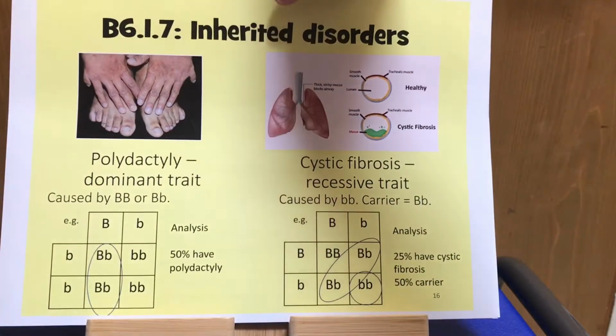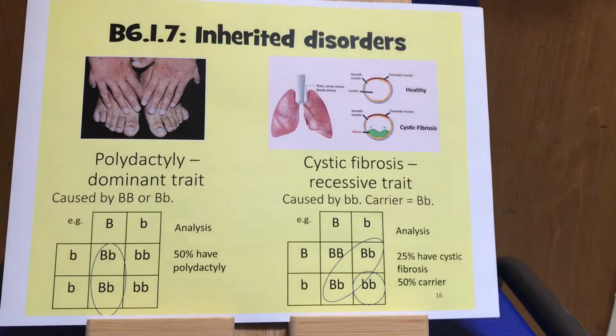Two inherited disorders. The likelihood of us seeing these in the exam is slim. There might be a totally different inherited disorder that they talk about, but so long as you know, is it dominant, is it recessive, you'll be able to answer the questions. You use the same ideas for each.